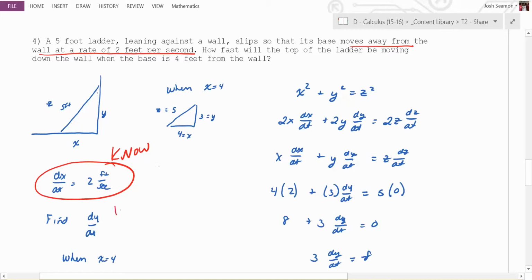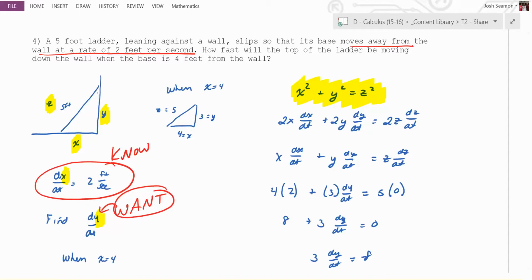Which one do we want? We want dy/dt. So if we know dx/dt and we want dy/dt, what two variables do we want to relate together? We want to relate x and y. Do we have a function that relates those two? Yes, the Pythagorean theorem tells us the relationship between the two. We know that x squared plus y squared is z squared. That's right here.